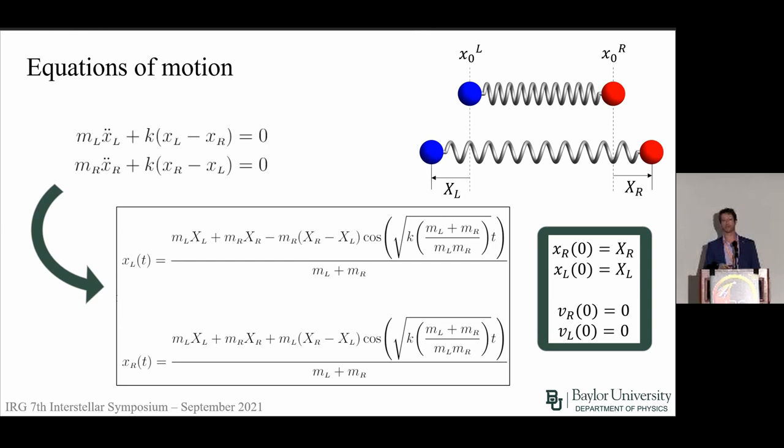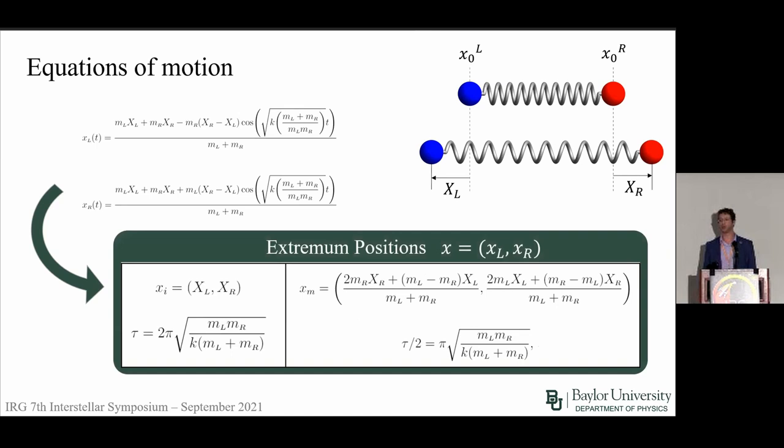If you simply wanted to calculate the positions of these masses, all you would need to do is incorporate the initial spring length into the system. We can use these equations of motion to calculate the extremum positions of the system. So these are going to be the maximally extended and the maximally compressed position as we cycle through this harmonic cycle.